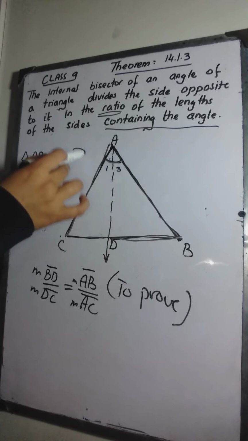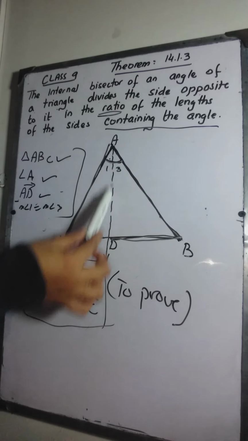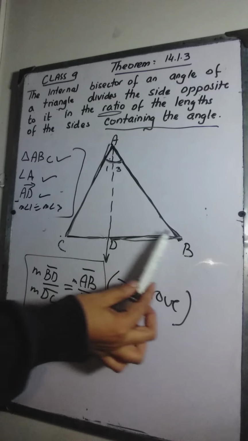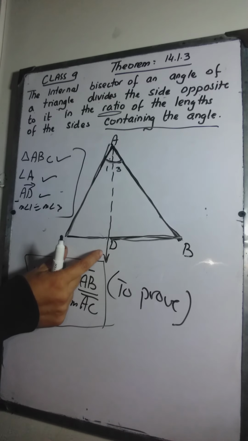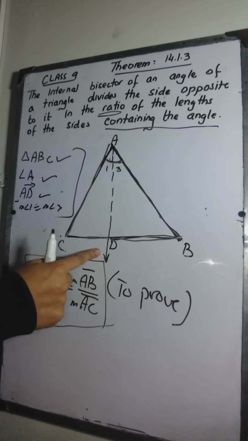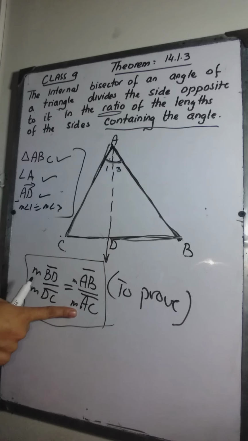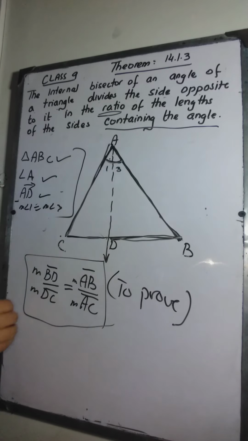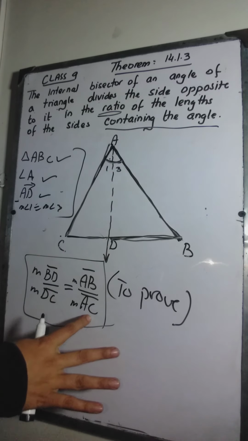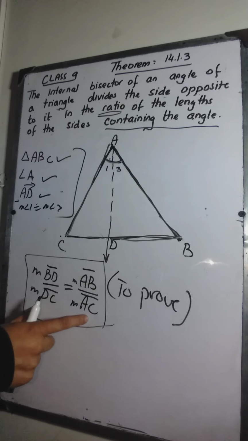These are the things which are given to us, and we have to prove that this line intersects the side opposite to this angle in such a way that the ratio between these two segments which this line is making will be the same as the ratio between the sides. These are the sides containing the angle A, and these are the segments which are made by this angle bisector on BC. So the ratio between these two sides and these two segments is always equal. This is what we need to prove.